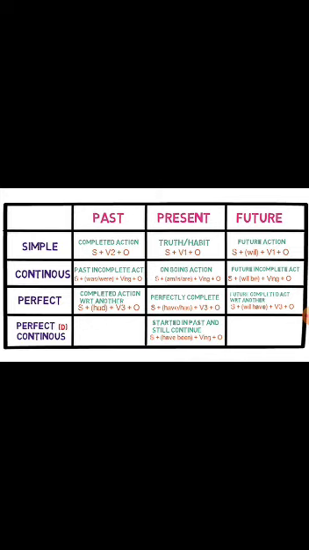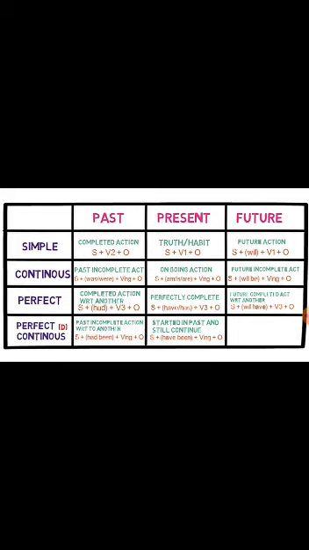In the past perfect continuous tense, we refer to a past incomplete action with respect to another. Here, duration of action is given more importance. Sentence structure is subject plus had been plus verb's ing form plus object.